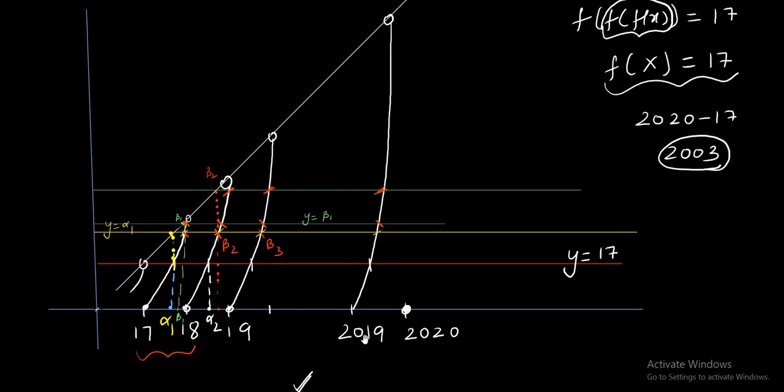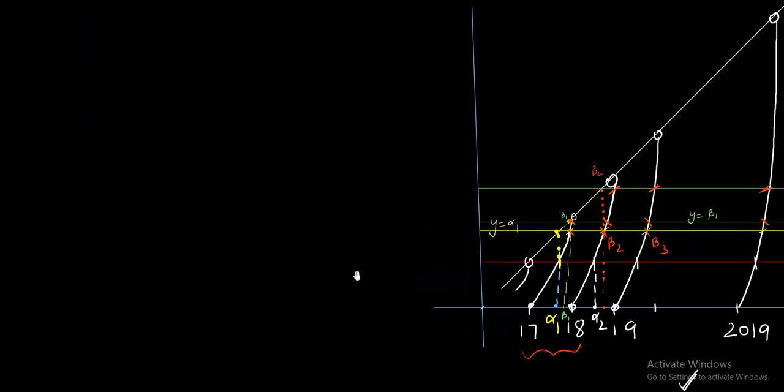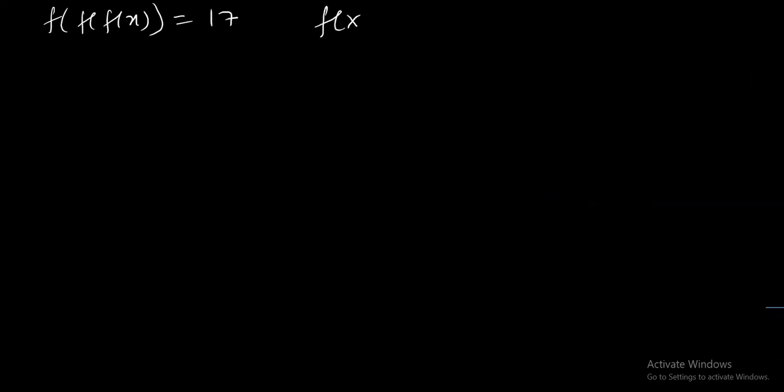I wrote those solutions as alpha 1, alpha 2, beta 1, beta 2. Okay, I have written that. And then I proceeded by calculating each and every case, the number of solutions in each and every case. Here, what I'm going to do is just write them all together. How am I going to write them all together? So let us see. We have to start with solving f of f of x is equal to 17. Again, I'm considering f of capital X is equal to 17.